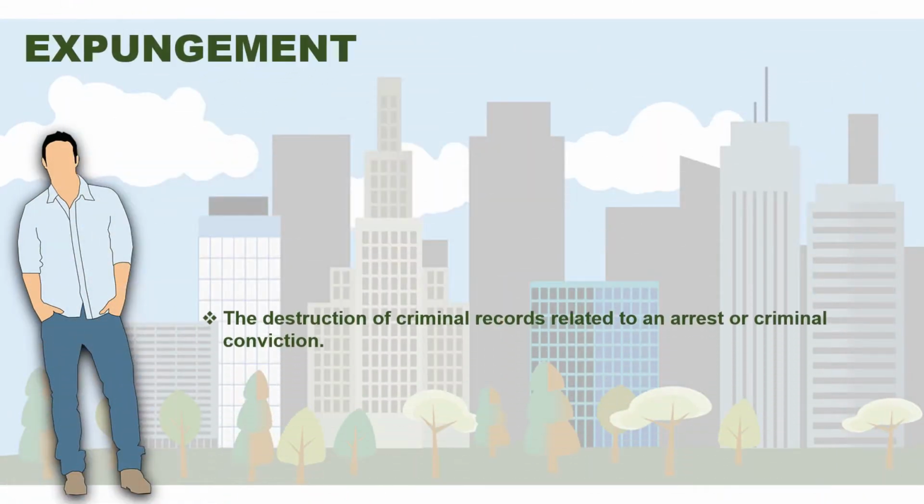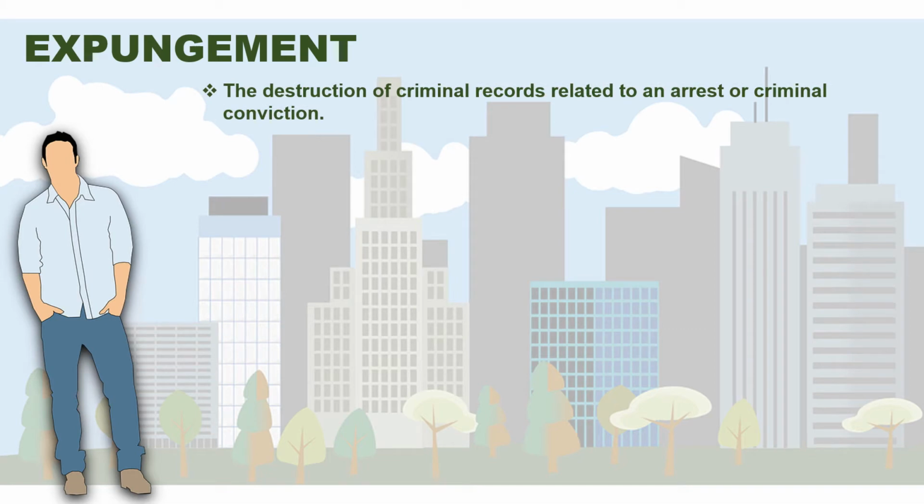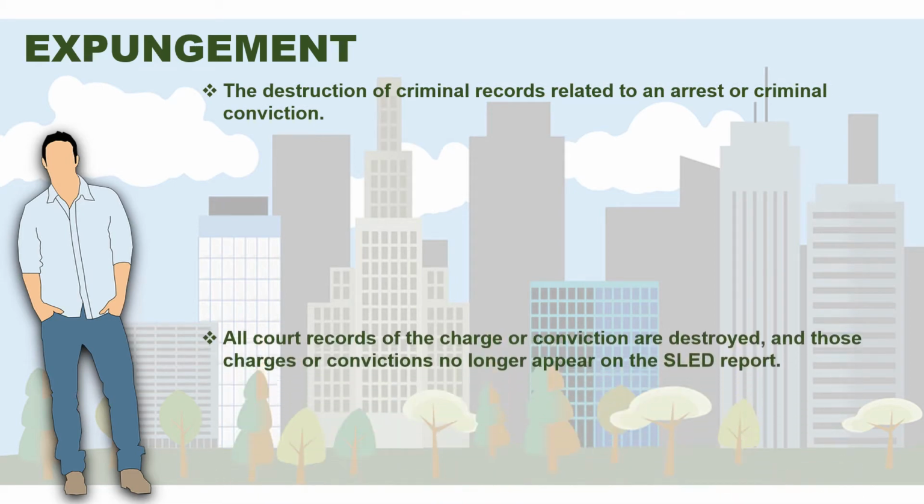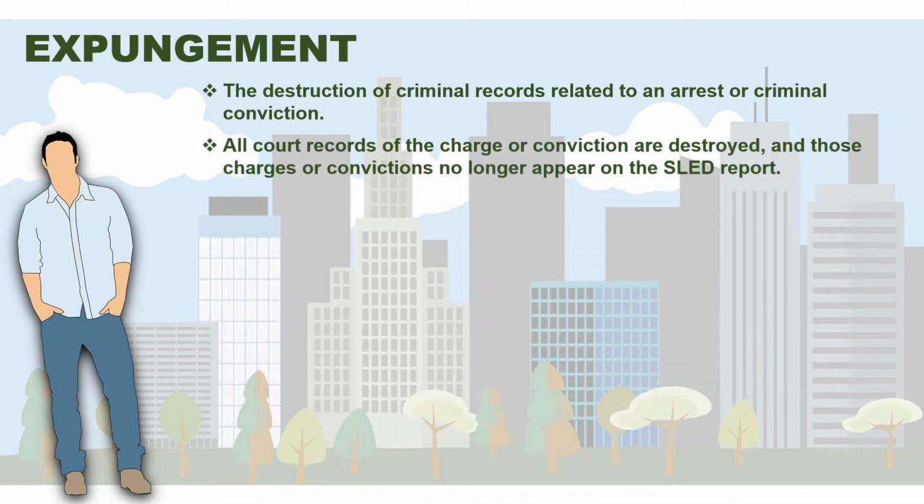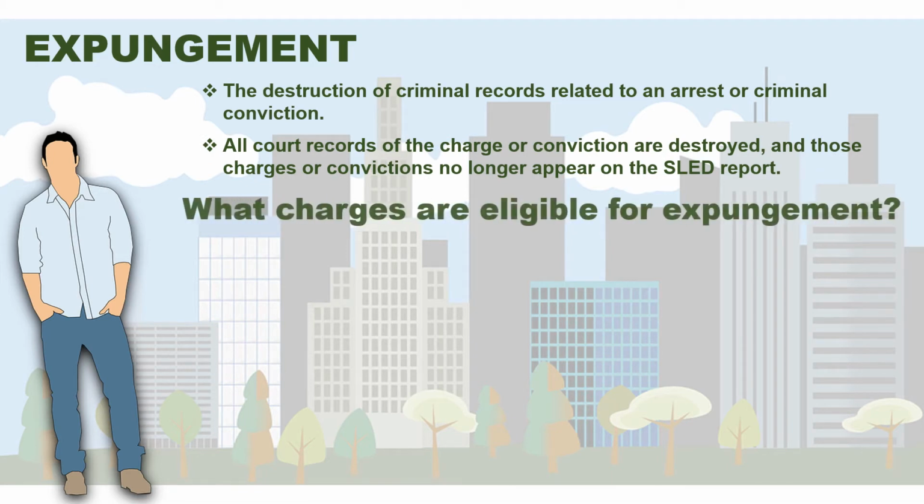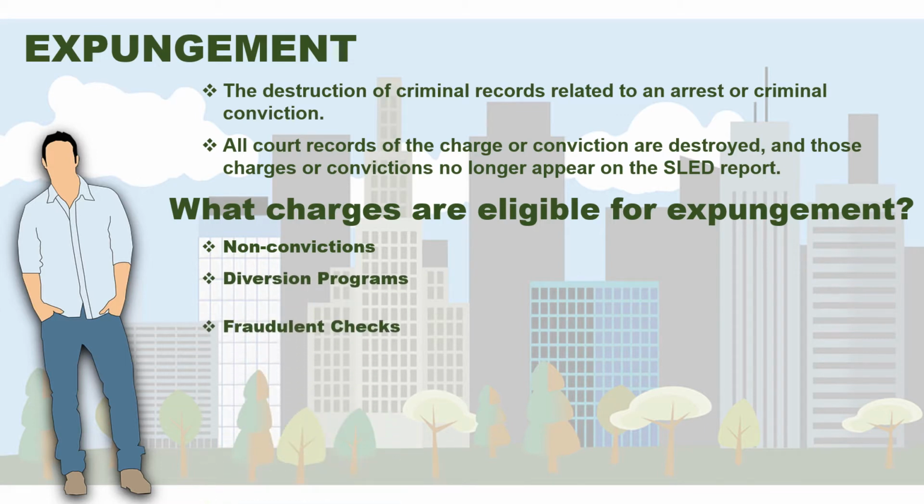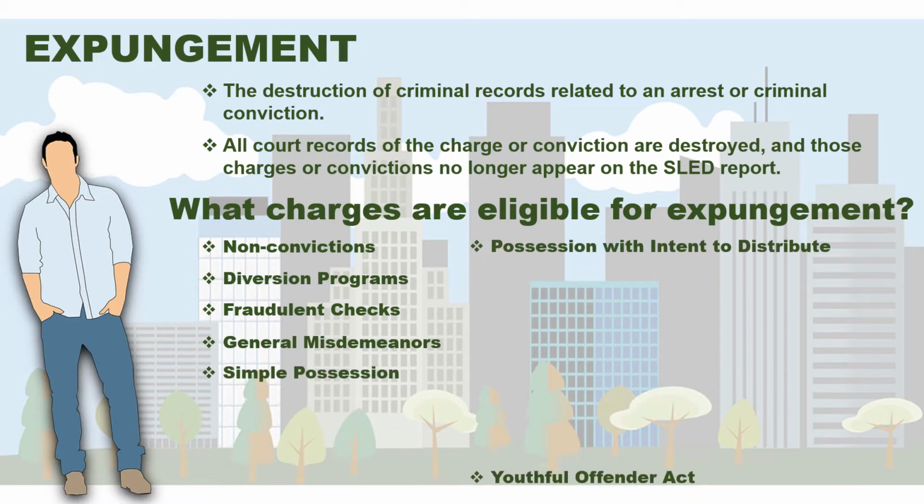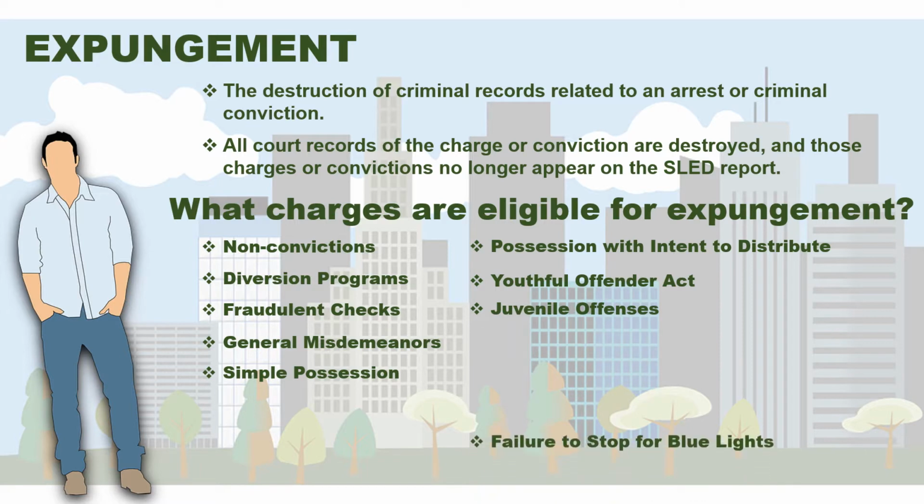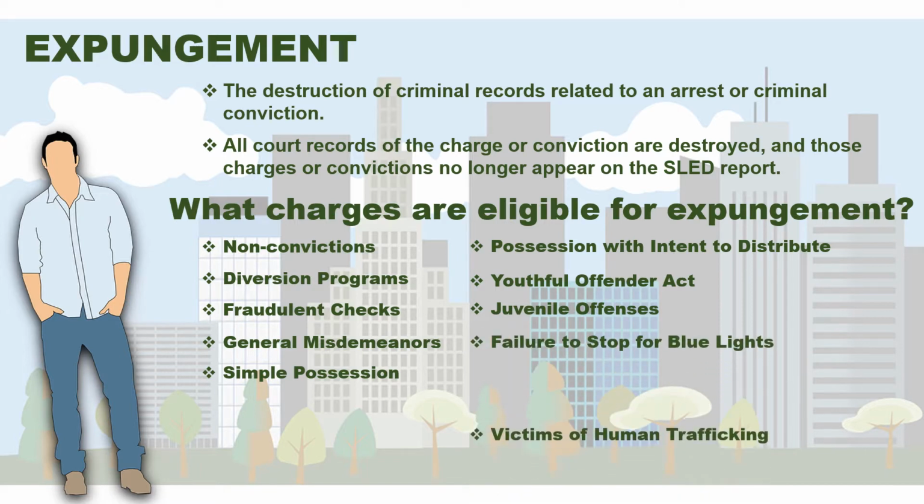An expungement is the destruction of criminal records related to an arrest. All of the court records are destroyed and no longer appear on a SLED report. Only certain charges can be expunged. Those include non-convictions, charges disposed of through diversion programs like pretrial intervention, convictions for fraudulent checks, general misdemeanors, simple possession charges, convictions under the Youthful Offender Act, juvenile offenses, failure to stop for blue lights, and charges and convictions that are a result of human trafficking.